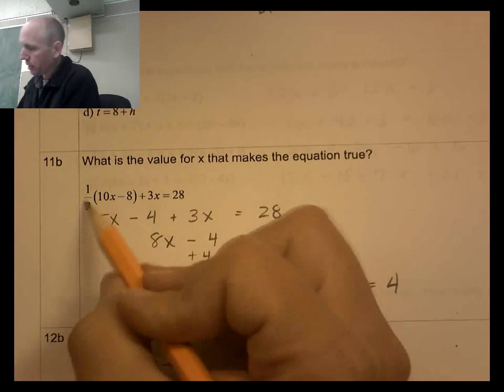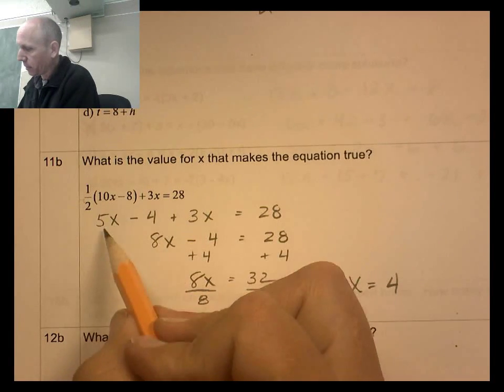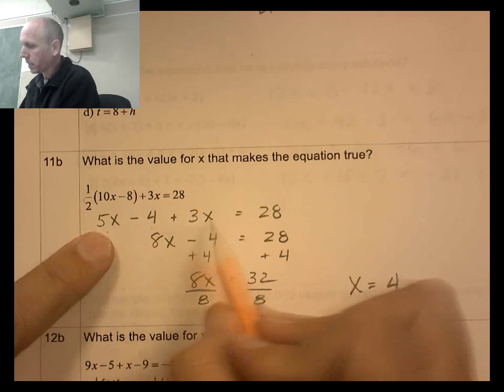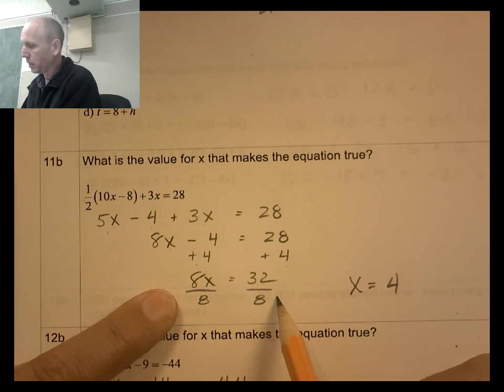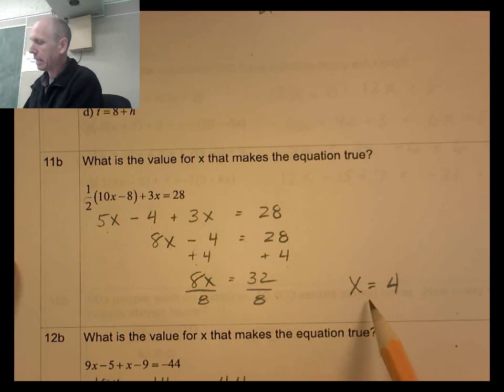Let's solve this equation. I'm going to distribute the 1/2. That's going to give me a 5 and a negative 4. 5x plus 3x is 8x minus 4. Adding 4 to both sides gives me a 32. And then dividing both sides by 8, x equals 4.